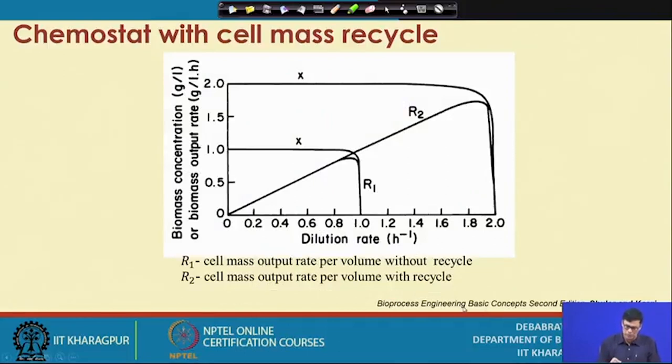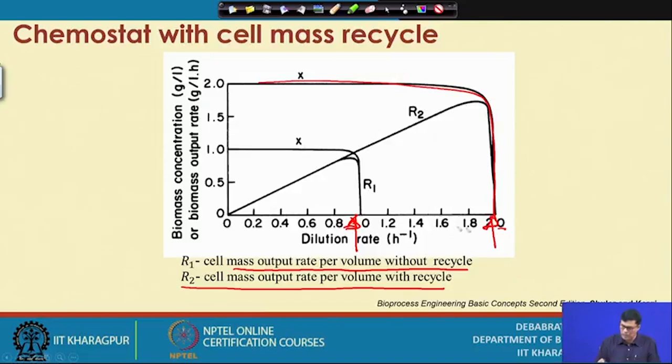Now, if you plot the dilution rate against the biomass concentration and the rate of biomass formation, what will we observe? We have two situations, R1 and R2, am I right? R1 is the cell mass output per volume without recycling, and R2 is with recycling. With recycling, the cell mass concentration will be like this, and you can see that the washout dilution rate D is much higher compared to without recycling. Without recycling, it might be close to 1, and with recycling it is about 2.